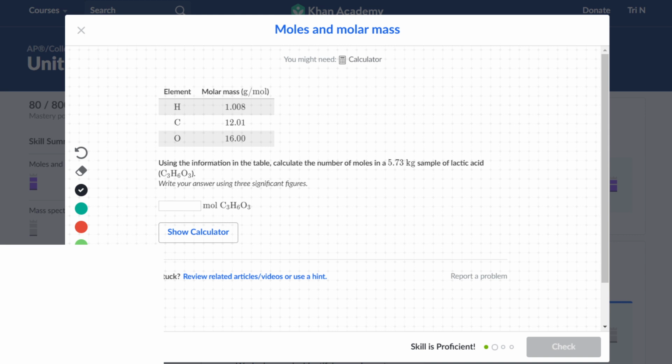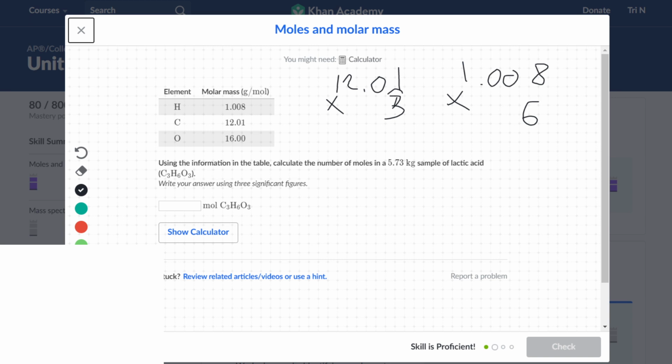So lactic acid is C3H6O3. It means that every molecule of lactic acid has 3 carbon, 6 hydrogen, and 3 oxygen. So keep that in mind. For C3, which is 3 carbon, we're going to take 12.01 and times it by 3. The same thing will happen with hydrogen. We have 1.008 grams per mole for hydrogen, and we have 6 of them, so we're going to times it by 6.